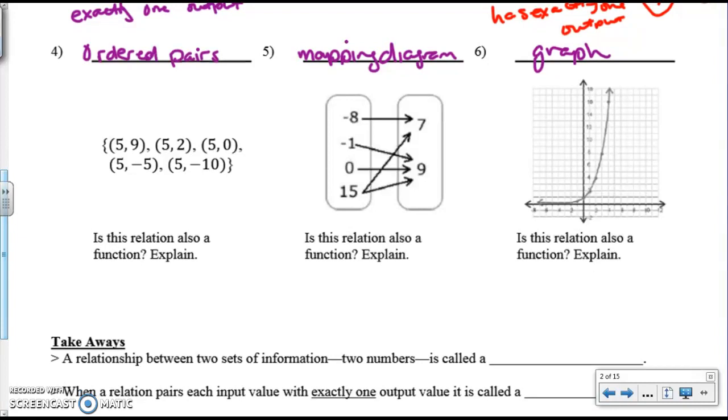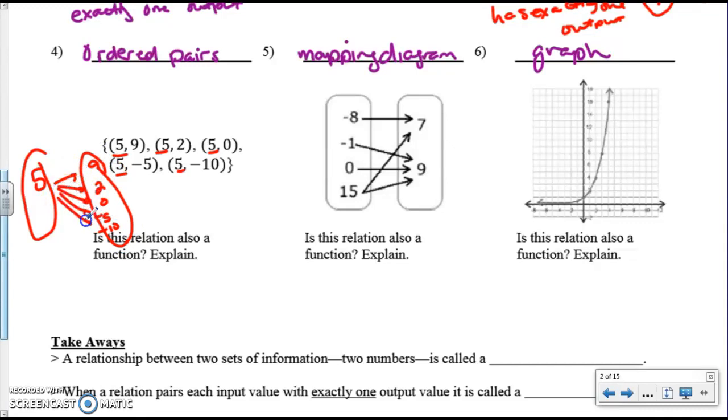Okay, for your ordered pairs, we're going to do the same thing. You could actually make a mapping diagram again. Notice that all of these have 5s for our x's. So if we made a mapping diagram out of this, we just have a 5 there. We have 9, 2, 0, negative 5, negative 10, and then we would draw arrows. Okay, so is this relation a function? This one's not, because 5 in the input has more than one output.